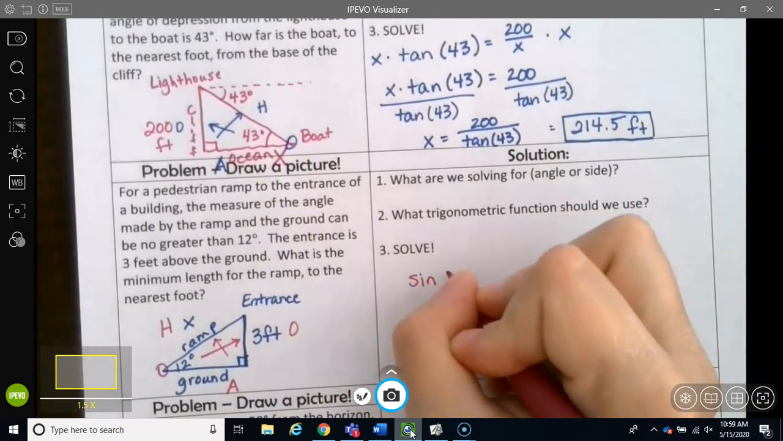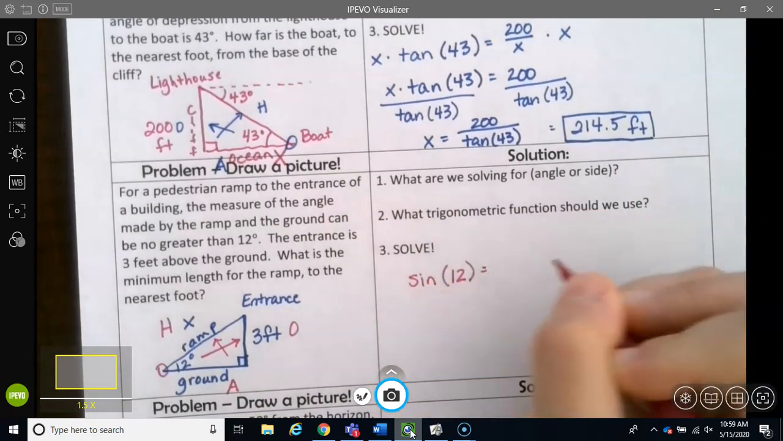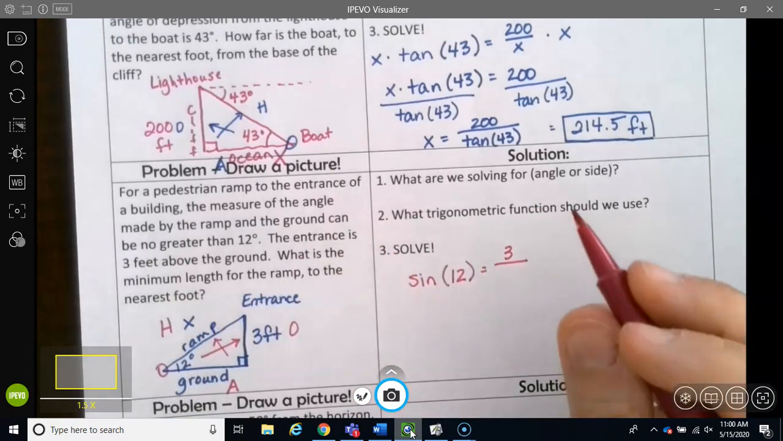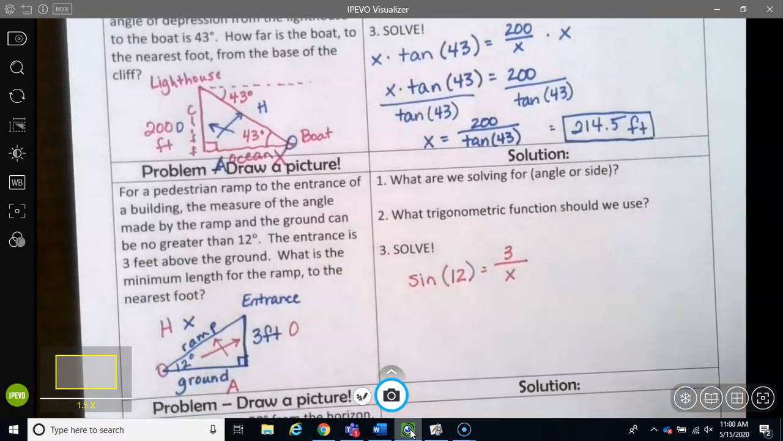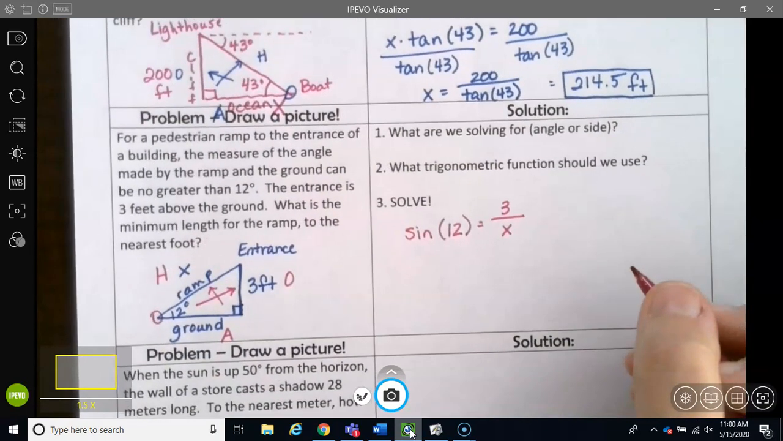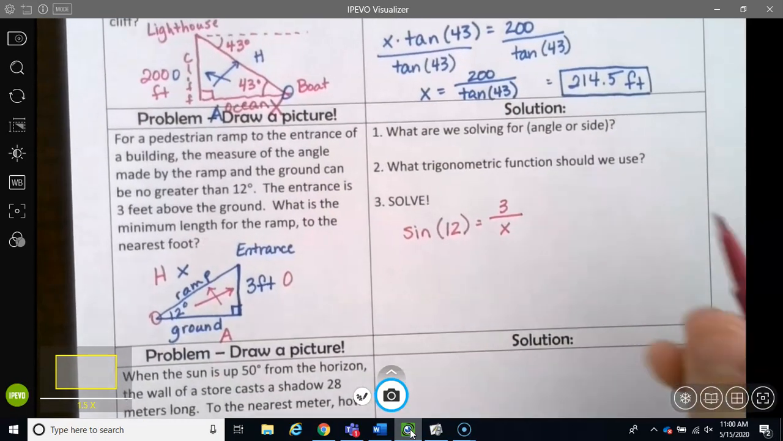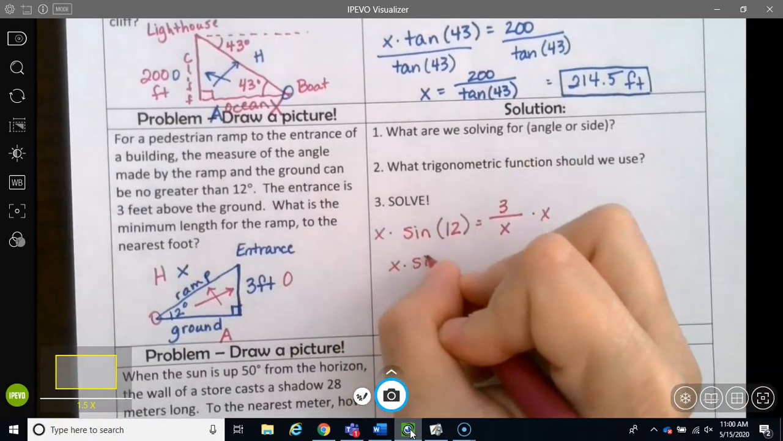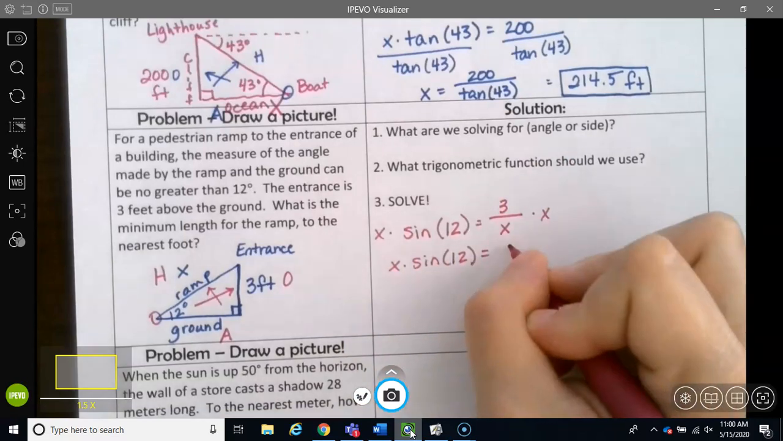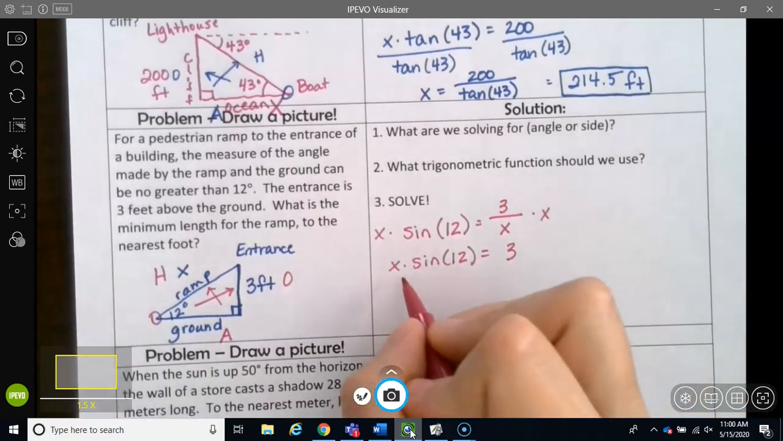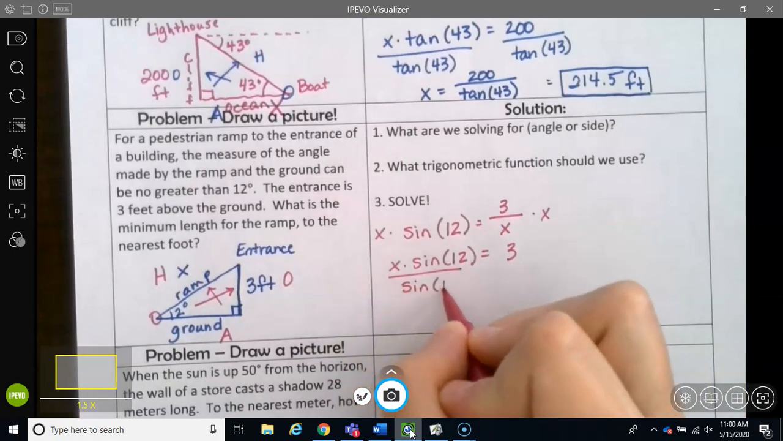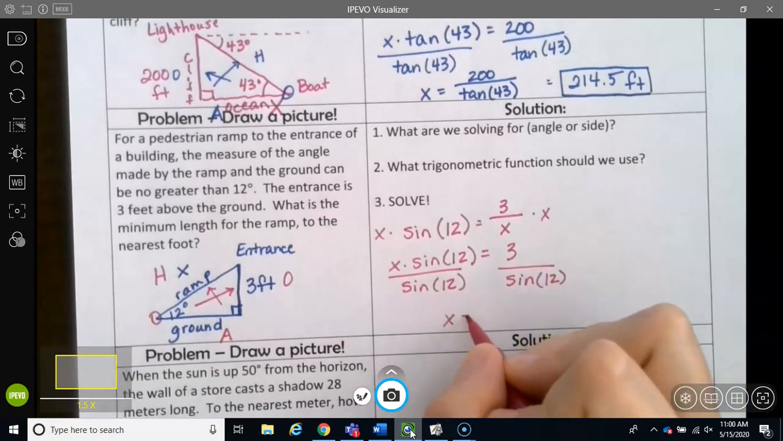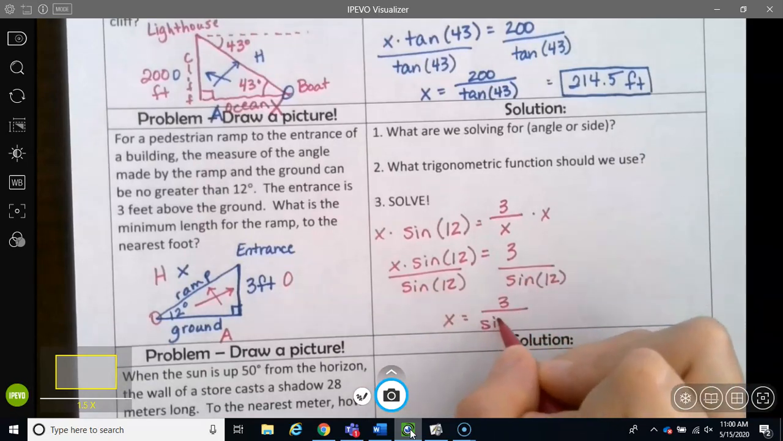So sine of that angle, 12 degrees, is equal to the opposite side, which is 3, over the hypotenuse side, which is x. That's the side we're trying to find. And now that we have our trig function set up, we can go ahead and work towards solving to get x by itself. So we have to multiply both sides by x, and then get x by itself by dividing both sides by sine of 12. So x is equal to 3 divided by sine of 12.